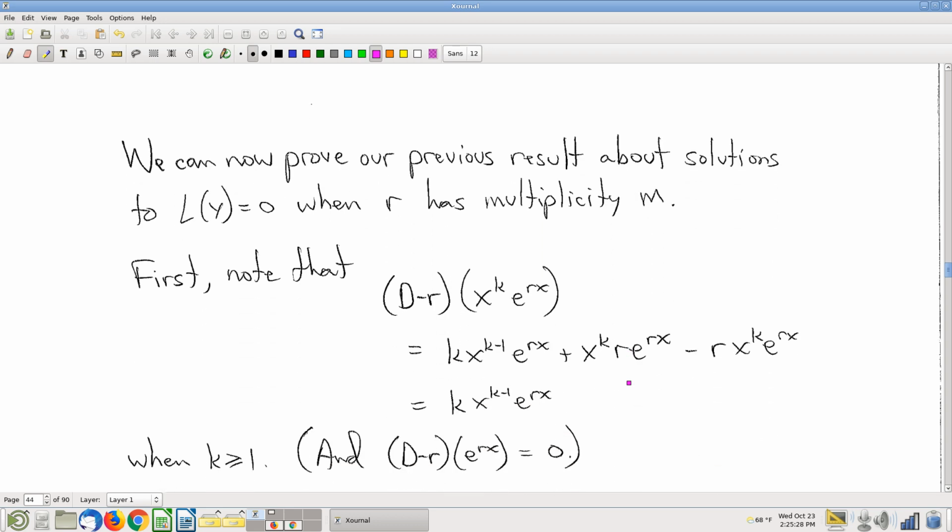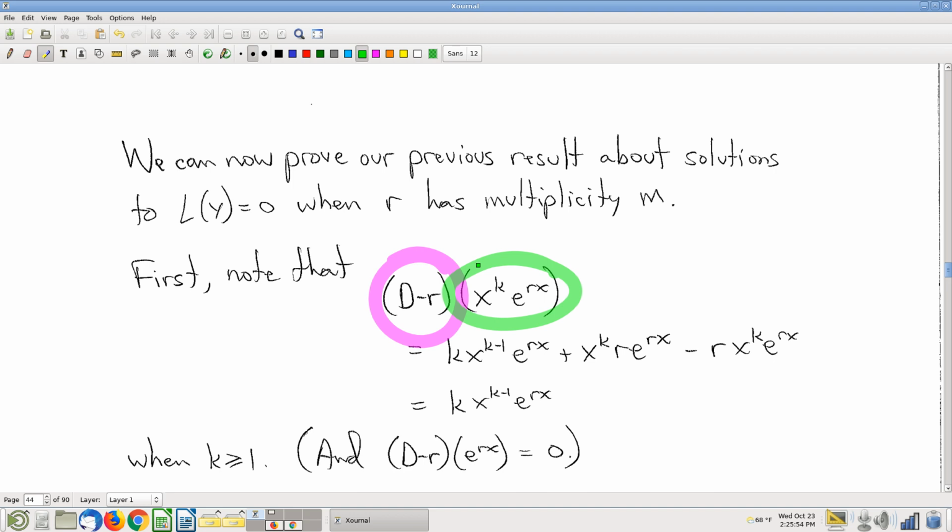First, a quick observation. We know we're going to be dealing with a bunch of linear transformations that look like this, D minus r. For my own convenience, I would like to see what a factor like that does to a function like this. And of course, why am I interested in functions like this?